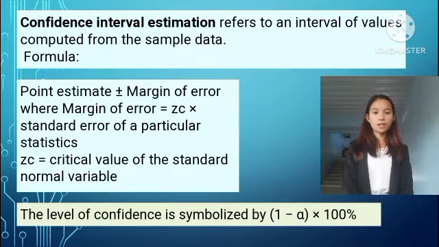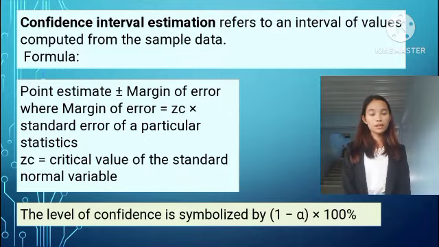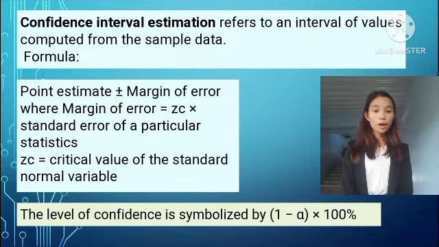Confidence interval estimation refers to an interval of values computed from the sample data that is likely to contain the true value of the population parameter. This can be obtained using the formula: point estimate plus or minus margin of error, where the margin of error equals z_c times the standard error of a particular statistic. z_c equals the critical value of the standard normal variable. The level of confidence is symbolized by 1 minus alpha multiplied by 100%, where alpha is the area in the tail of the distribution outside the confidence interval.